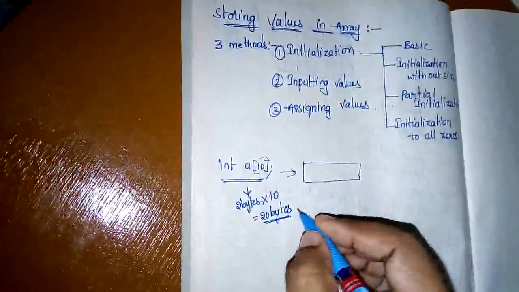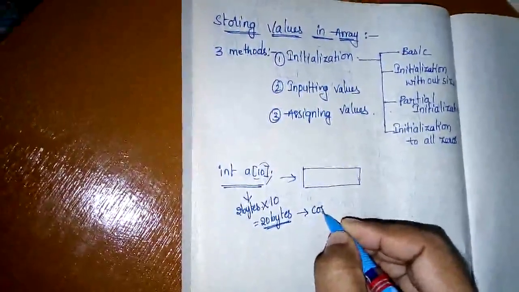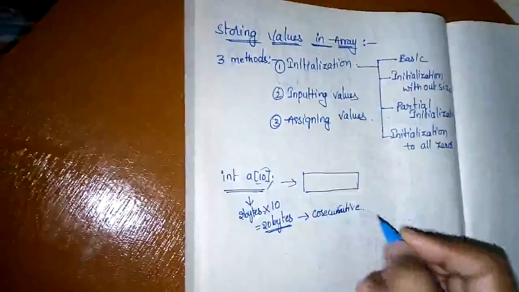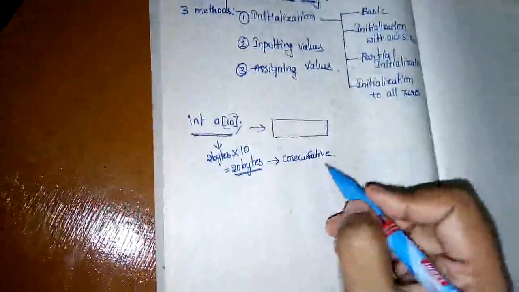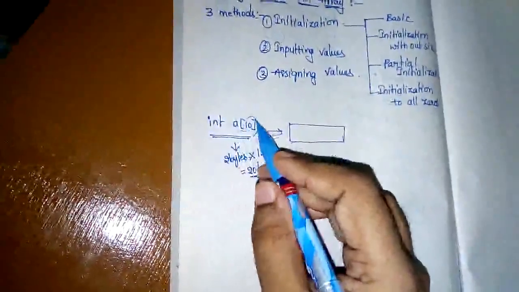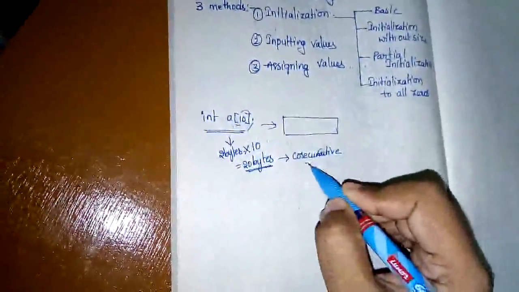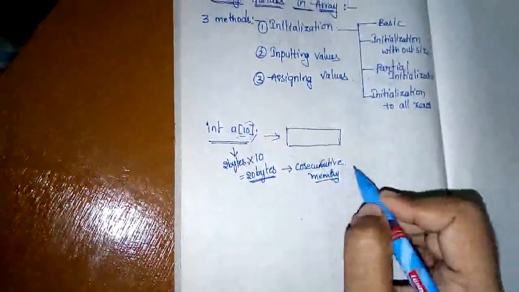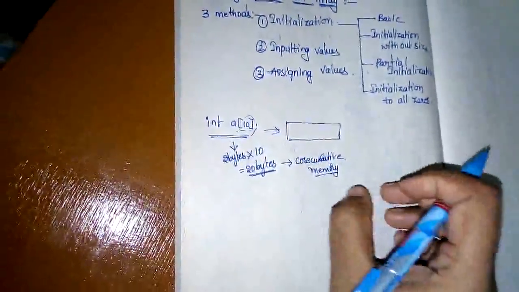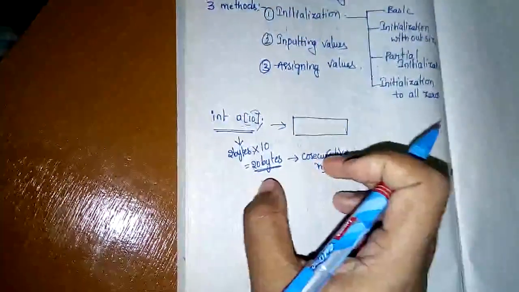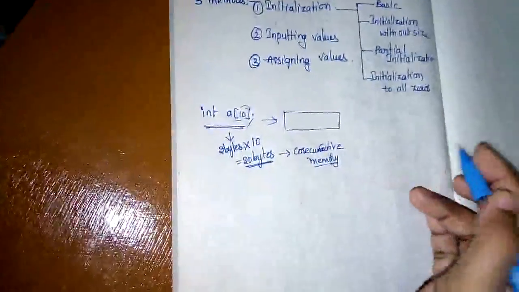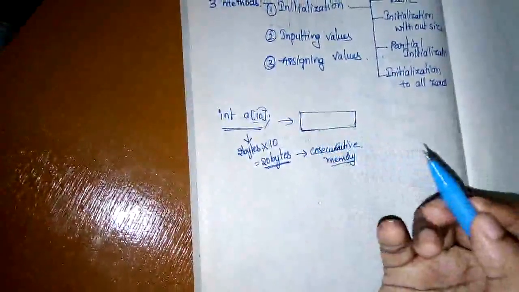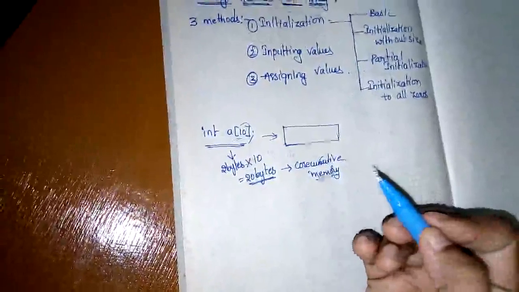For an array, we get consecutive memory allocation. So if we define an array, all the 10 elements will get consecutive memory locations. Consecutive in the sense in a sequence. So we'll get 20 bytes of memory in a sequence in your RAM. Once this memory is allocated, you are ready to store the values into an array.